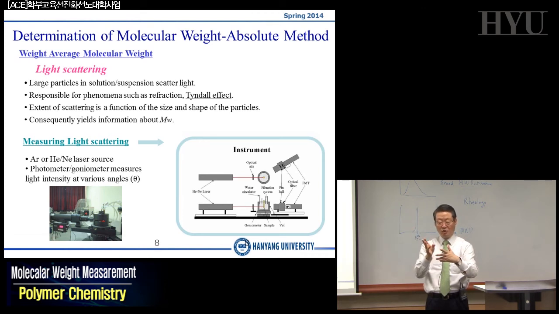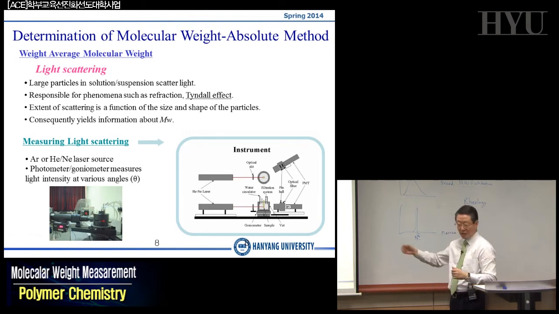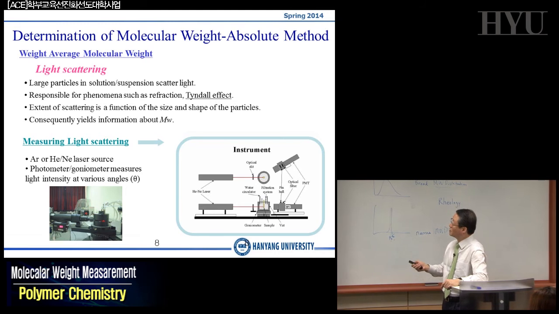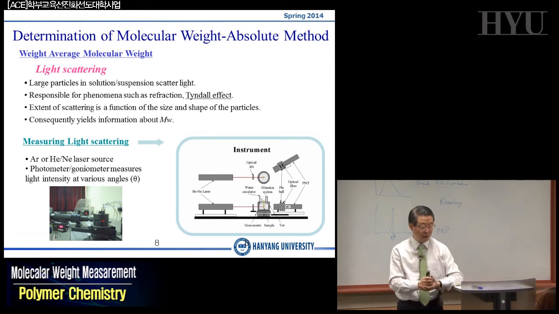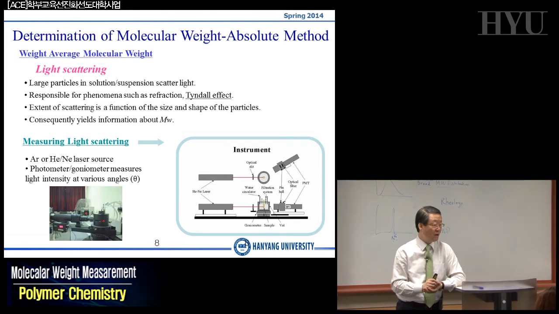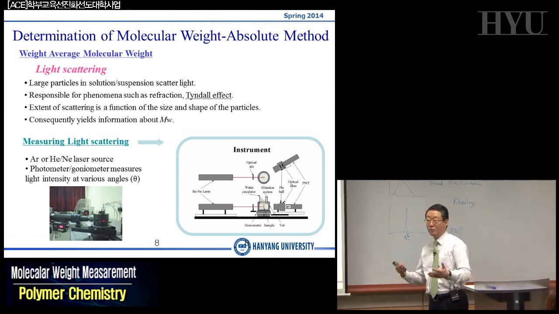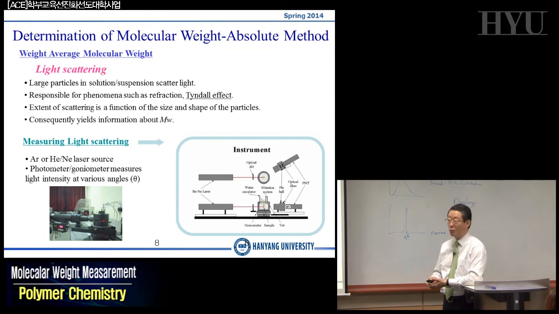And the scattering pattern is different depending upon your molecular weight, right? So by knowing this, the light scattering principle, which is called the Tyndall effect, you can calculate the weight average molecular weight. If you look very carefully in your textbook, you will be able to find more details about the light scattering methods to measure the weight average molecular weight.